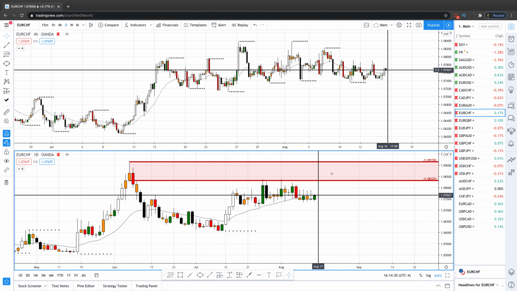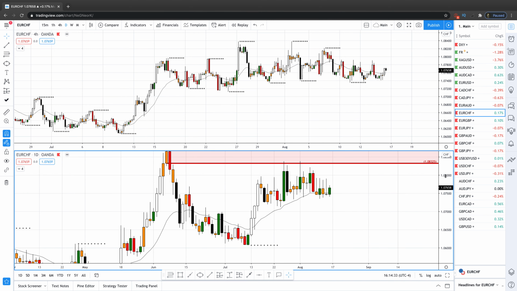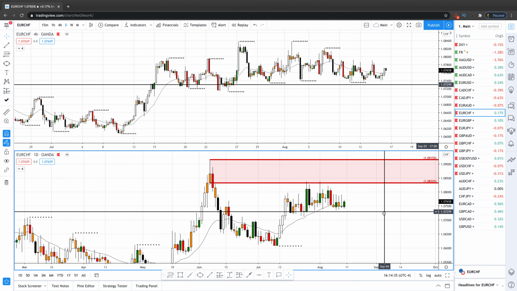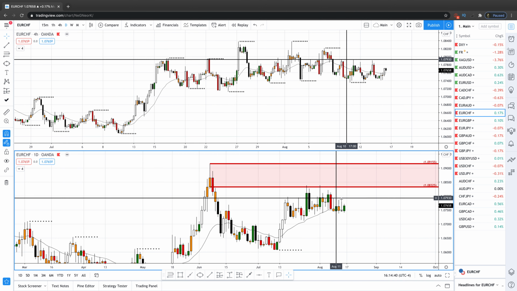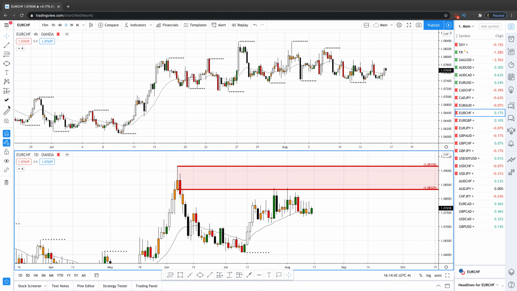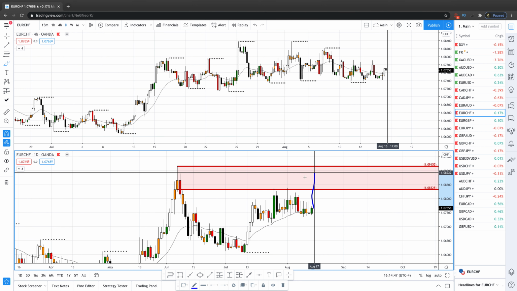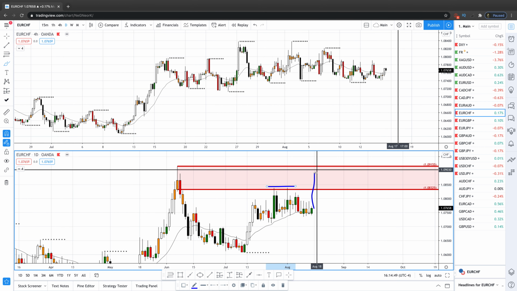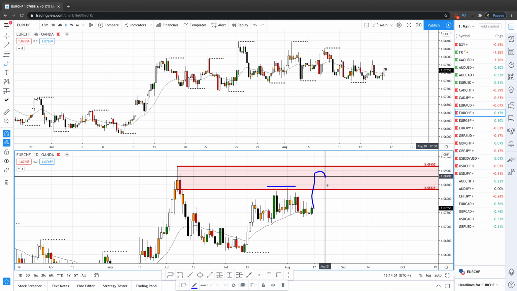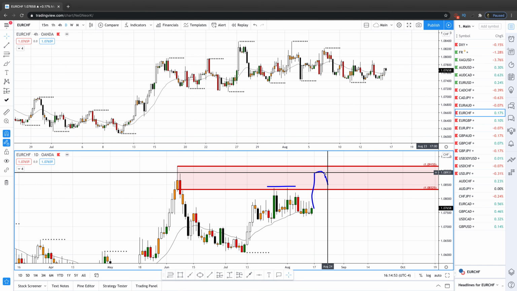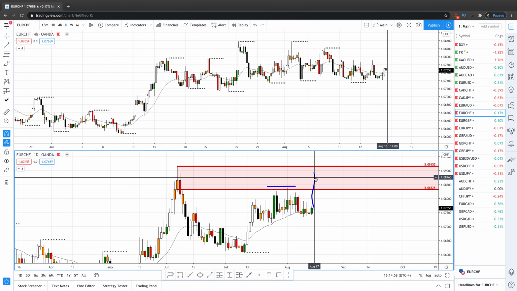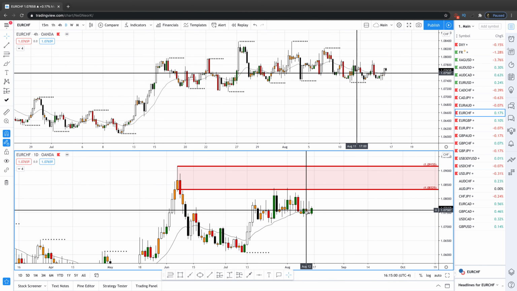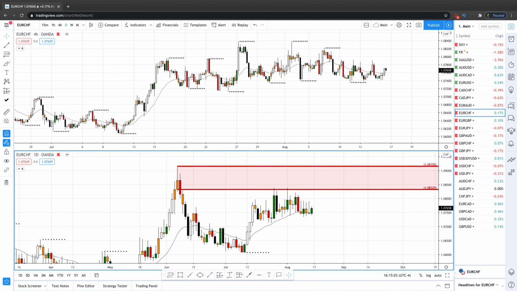Euro Swiss. This is a pair that I'm definitely looking to short, but I just haven't had the opportunity. I missed one of these wicks. Now it's tested, so if I am looking to go long on here, I'm going to want price to come up here, break above these highs, and maybe look for a 4-hour zone to go short at or something like that. But that's just one of those pairs where you're looking to short, but you just haven't found any opportunities yet, which kind of sucks, but that's that.